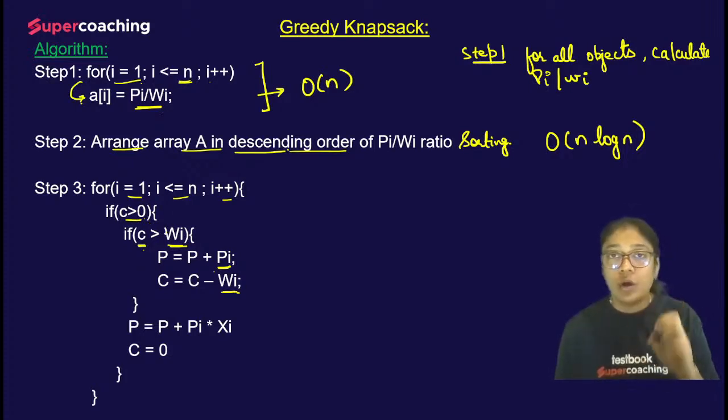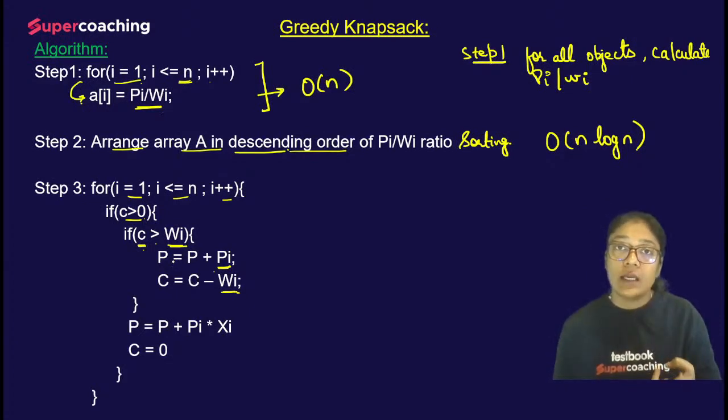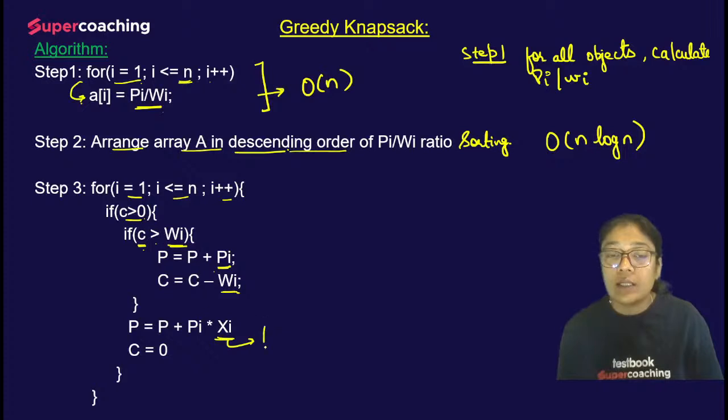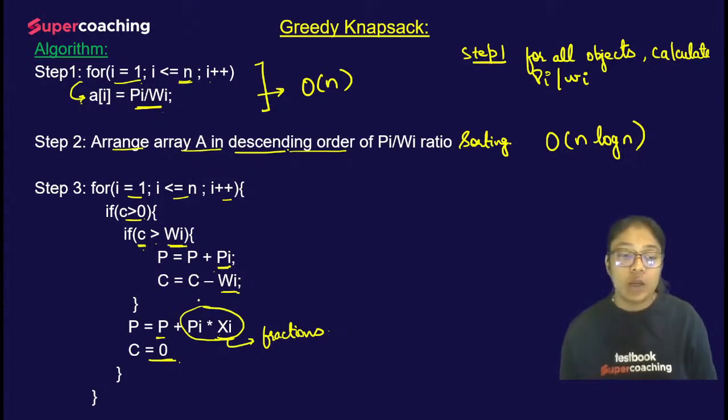In the other case, the capacity is greater than 0, meaning there is some capacity inside the knapsack, but its weight is greater than the capacity. For example, the capacity to carry is 2 units, but the weight of the object is 5 units. Then we cannot take the whole object. In that case we need to take the object in fractions, and since it is already running out of capacity, the capacity becomes 0, and to the profit earned so far you add the fractional profit of that particular object.